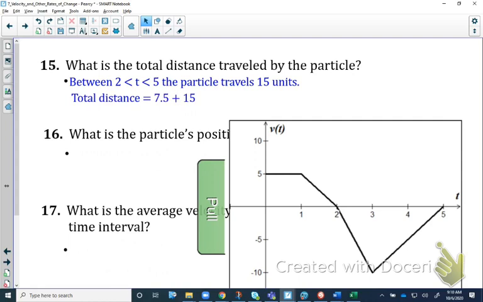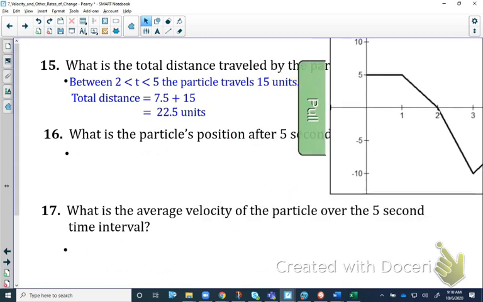The area formed by the triangle between the horizontal t-axis and the 2 line segments has an area of 15 units. So the combination of the 7.5 units of movement to the right plus the 15 units of movement to the left gives us overall 22.5 units. That's the actual distance that it traveled.